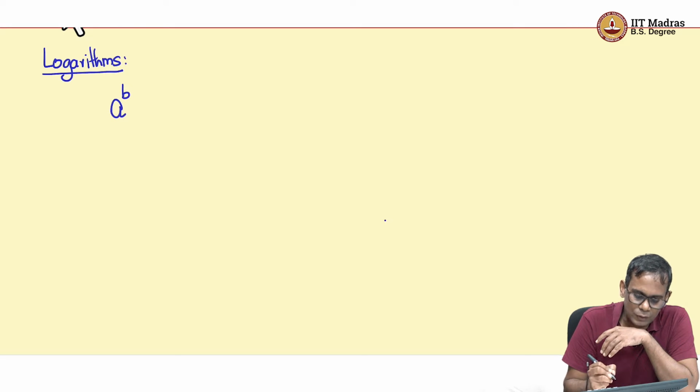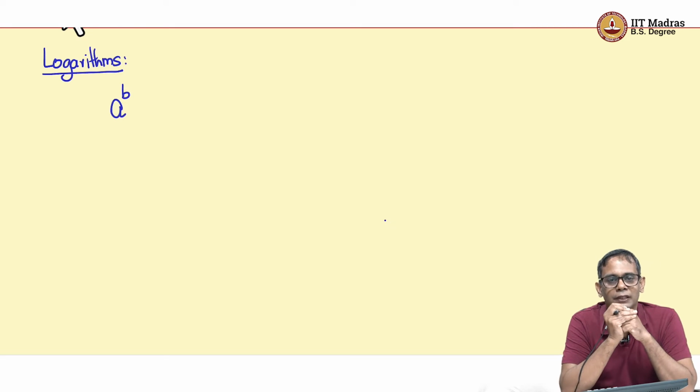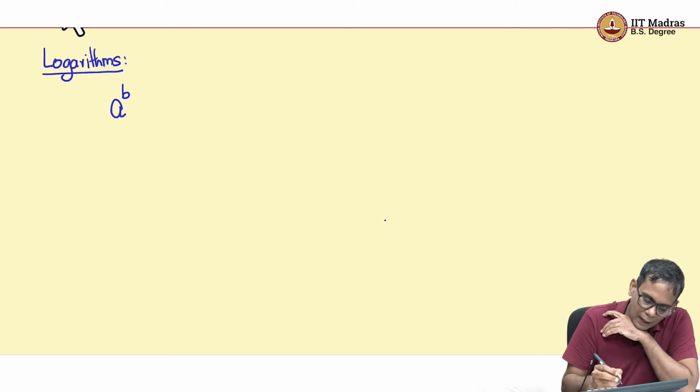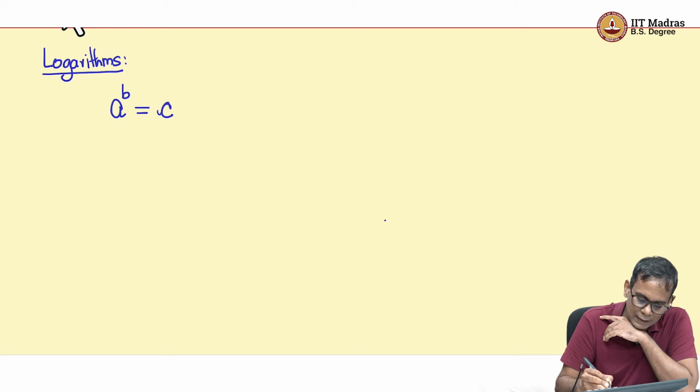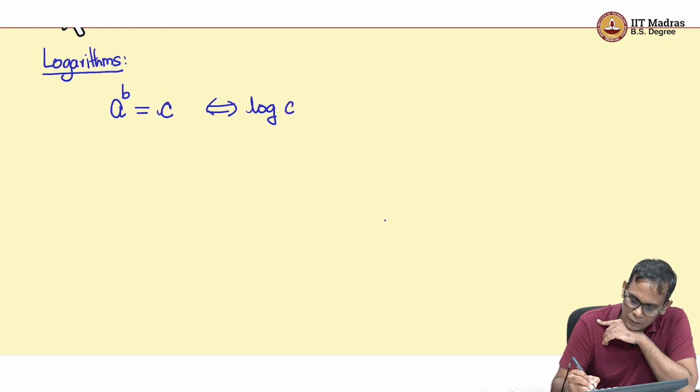Typically we could take b to be a positive integer, or we could take it a negative integer, then a to the power minus b is 1 over a to the power b. Using that you could compute negative powers, and if a to the power b is equal to c, then we say that log of c to the base a is equal to b.